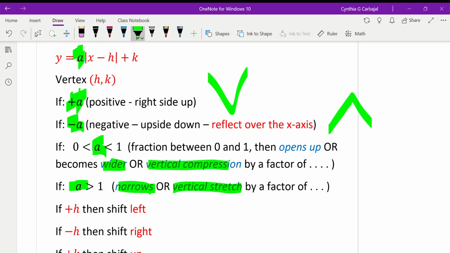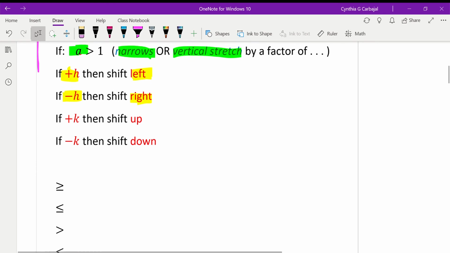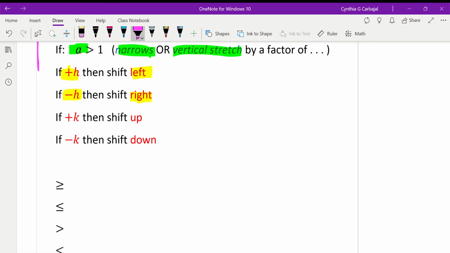The next variable we're going to be looking at is the h. Remember, that's the one inside the absolute value signs. If you're adding, it's going to shift left. If you're subtracting, it's going to be moving right. For a number inside the absolute value signs, it moves left if you add, right if you subtract. And then the last term we're going to be referring to is that k. If you have a plus k, then it's going to shift up. If you have a minus, then it's going to shift down.